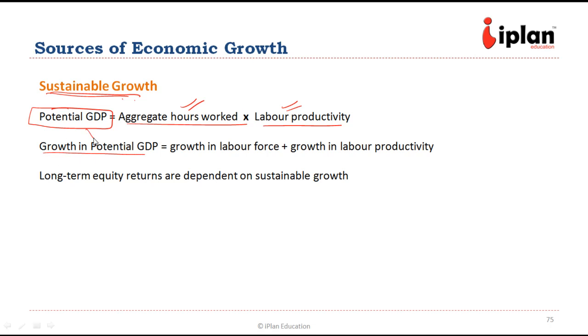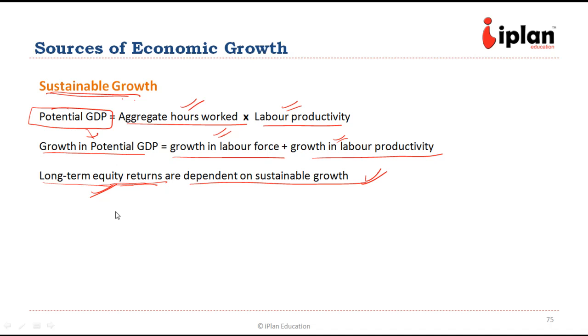Growth in potential GDP will be growth in the labor force and growth in labor productivity. For growth, either more number of hours should be put in or the productivity has to go up. So long-term equity returns are dependent on the sustainable growth. If the economy is growing at a sustainable level, the potential GDP is rising, that would indicate the long-term gains on the equity, the stocks in the economy.